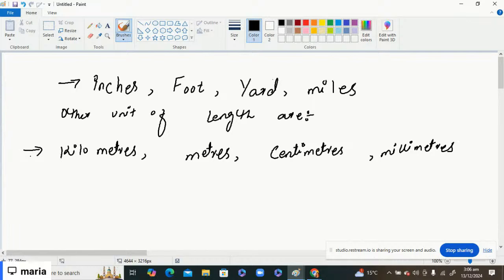So in this way we are measuring length by using these units: inches, foot, yard, miles, kilometers, meters, centimeters, and millimeters. We can see which are the bigger units and which are the smaller units. Bigger units are kilometers, then the meter. Centimeters and millimeters are very small units for length. We can say that these are all the standard units.